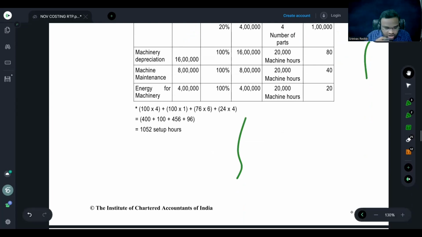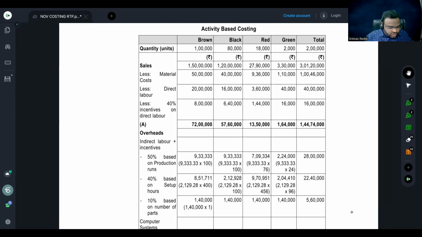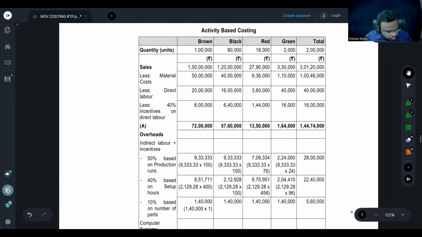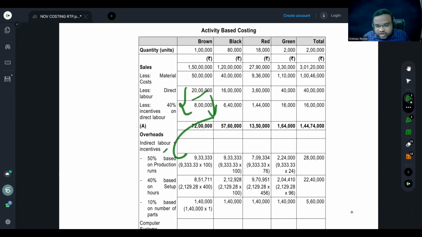Activity based costing. How much is the sales for each unit amount? 10,000. How many units? 1 lakh units: 80,000, 18,000, 2,000. You know sales value. Material cost is also known. Direct labor cost, out of that 40% went to where? Indirect labor incentives. So out of the total 20 lakhs is the cost of Brown, correct? Out of this 40% remove it because direct cost is only 60% of direct labor cost. So 20 lakhs, out of this 40% you are moved to indirect labor. Remaining you are keeping only 40%.